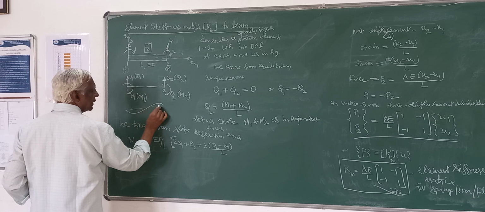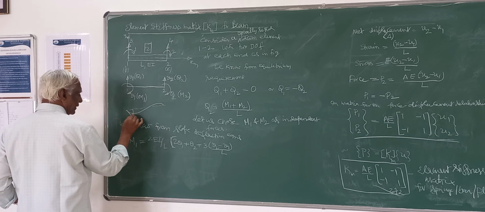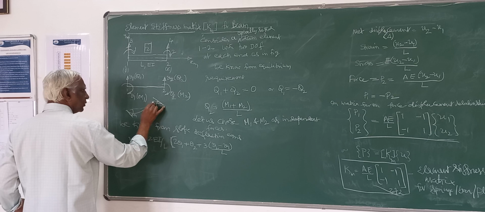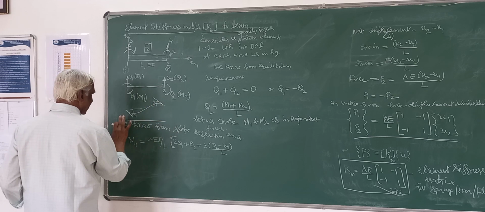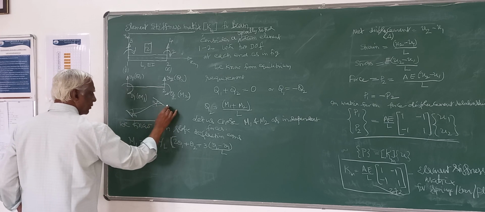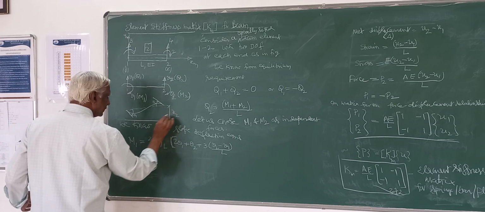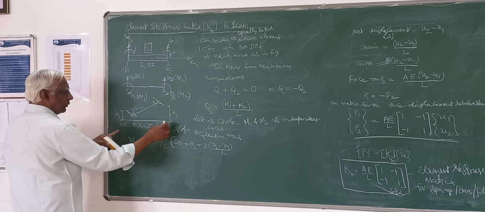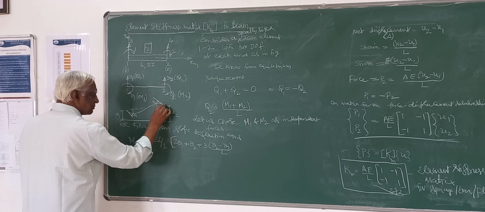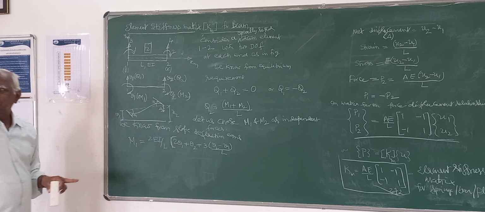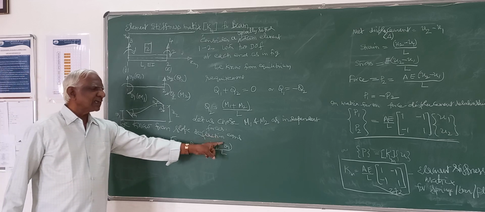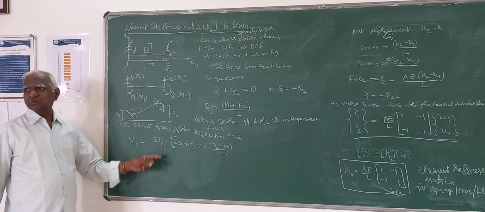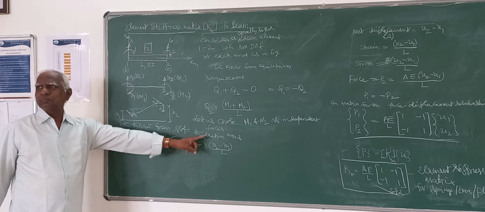This is the rotation theta 1, this is the rotation clockwise, theta 2 positive, and original direction is straight. This has moved to V2, then 2 has moved here, then 1 has moved here. This V2 minus V1 is nothing but the relative displacement delta. V2 minus V1, so that is 3 delta by L. That is your standard slope deflection equation. MAB is 2EI by L into 2 theta A plus theta B minus 3 delta by L.